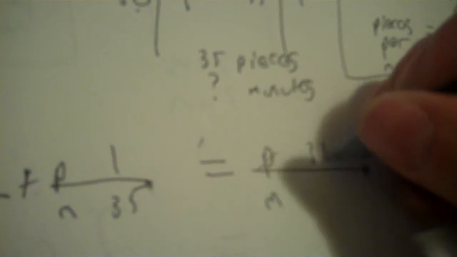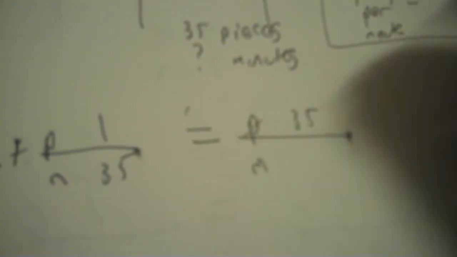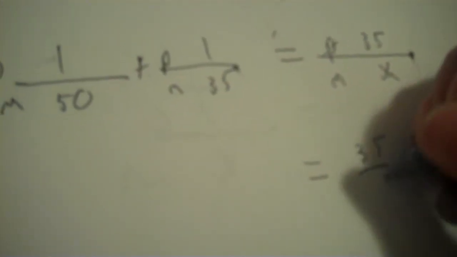Now I got two ratios because there's two guys working at different rates, but we're going to combine them. Pieces per minute: one piece in 50 minutes, 1/50th. One piece in 35 minutes, and then together they have to get 35 pieces. You can put M, you can put X, I don't care. That's where the answer lies. Okay, so on this side, 35 over X.